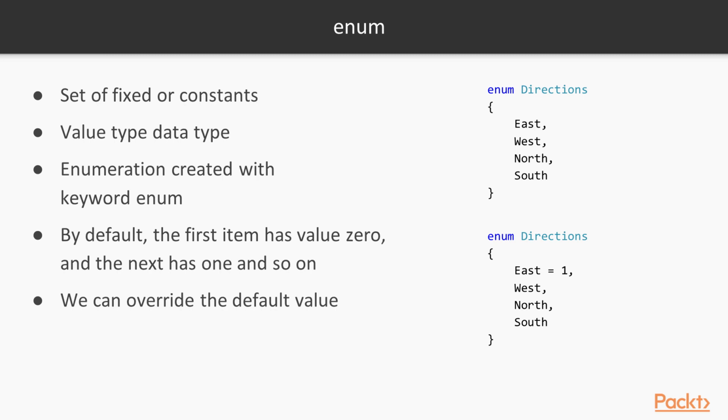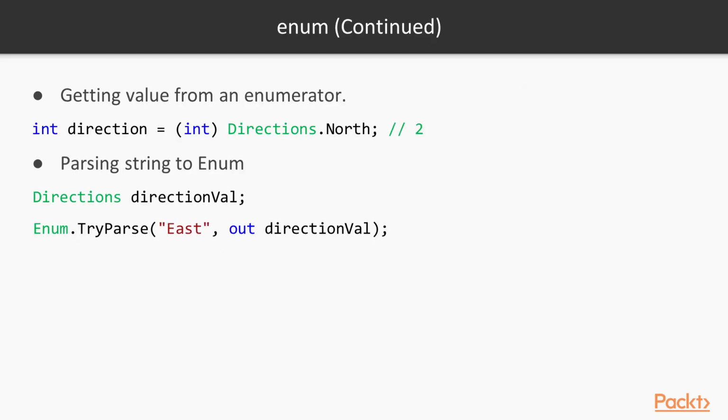We can override the default value also. For example, this is how we override it. Now in this case, east has value 1. West will have the next value, 2, north will have 3, south will have 4. So basically each member of a defined enumeration has a string representation and an integer value. To access any enumeration member, you have to put a dot after the enum name. For example, in this case, directions.north is representing member north in the directions enumeration.